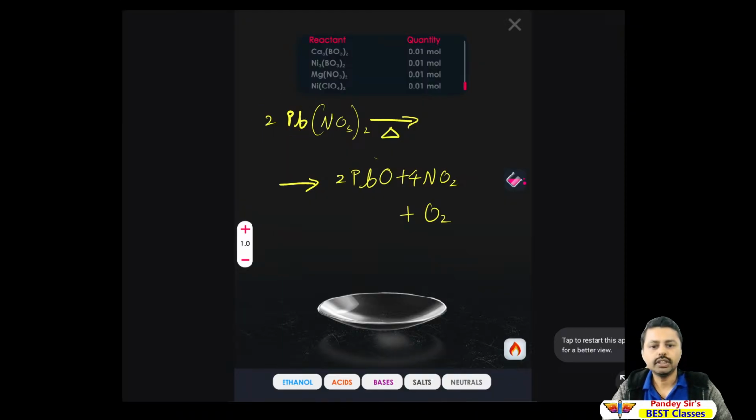So lead is 2, lead is 2. Oxygen is 3 into 2, 6 into 2, total 12. And here oxygen, this one, I'll change the color so that you'll understand.